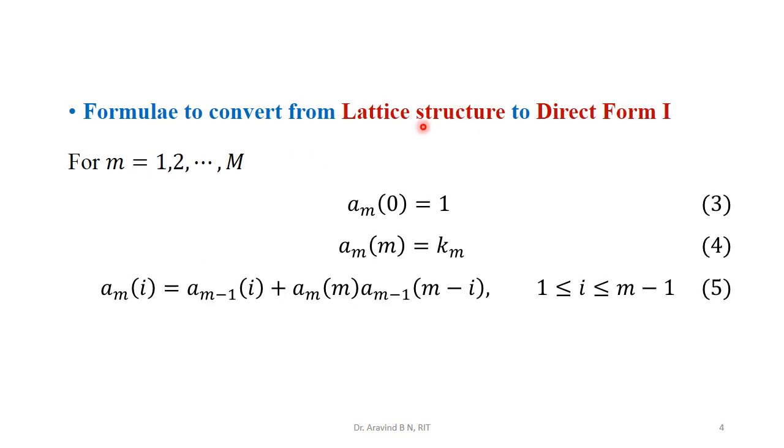Now to convert from lattice structure to the direct form 1, these are the three formulae that are being used. In this case, the order will run from lowest towards the highest.